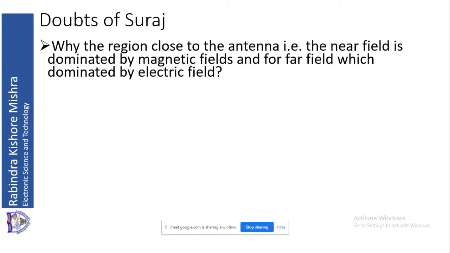The question that he asked is why the region close to the antenna, that is the near field, is dominated by magnetic fields and the far field is dominated by electric fields. I feel he is trying to know which part of the electromagnetic field that is radiated is dominant in the near field region, and which part is dominant in the far field region, and why so.